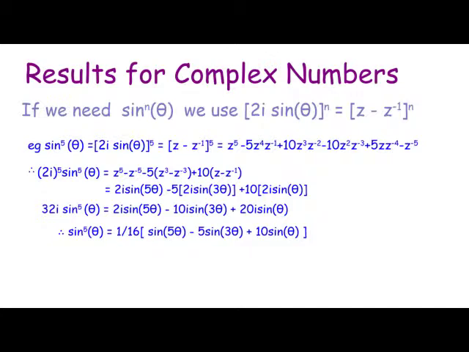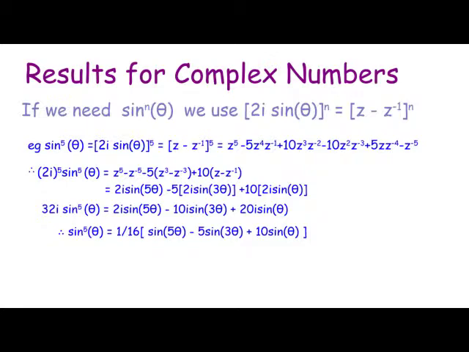Now remember, z is actually just cis theta here, and eventually we'll end up getting 2i sine 5 theta minus 10i sine 3 theta plus 20i sine theta. They've all got i's, so we can at least divide by i, and we divide by 32, and we end up getting that it's 1/16 of sine 5 theta minus 5 sine 3 theta plus 10 sine theta.